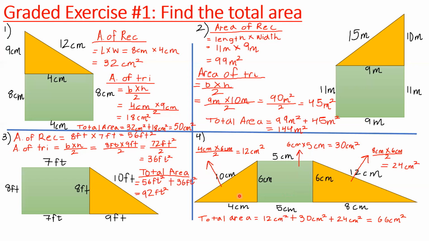Now for this shape, the triangle, the base is 4. The height is 6. That's why we do 4 times 6 divided by 2. And then for this one, the base is 8. The 6 is the height. So that's why we get 8 times 6 divided by 2, which is 24. Then we add them all up to get 66.